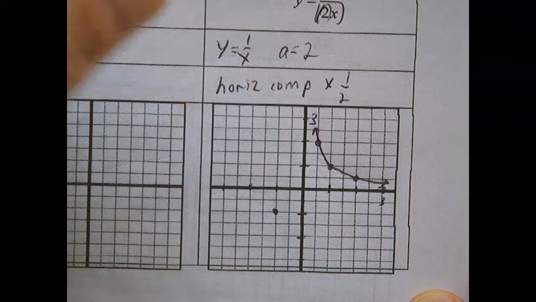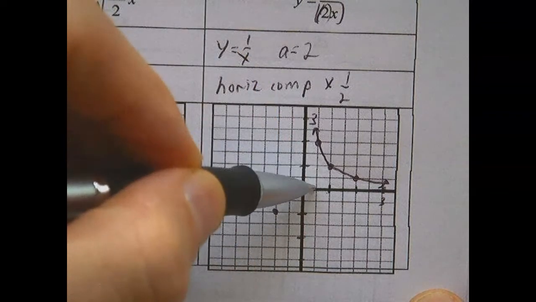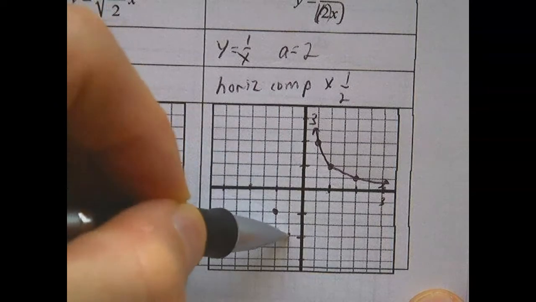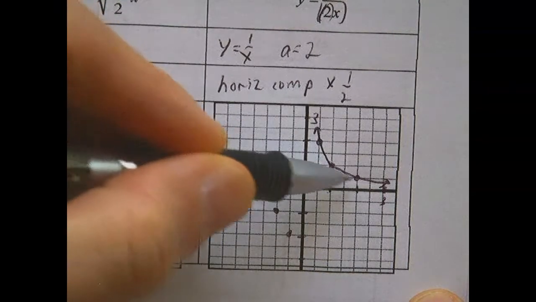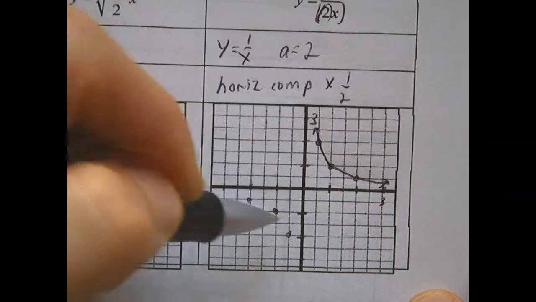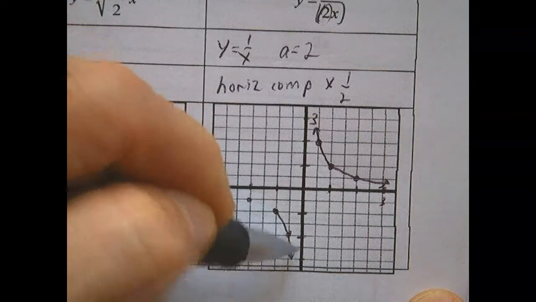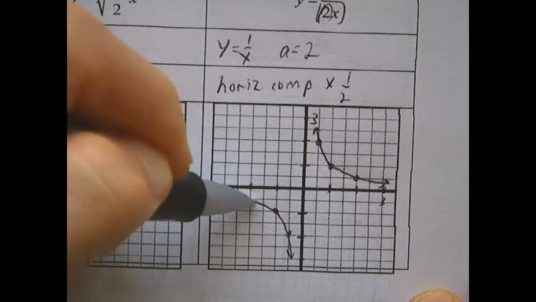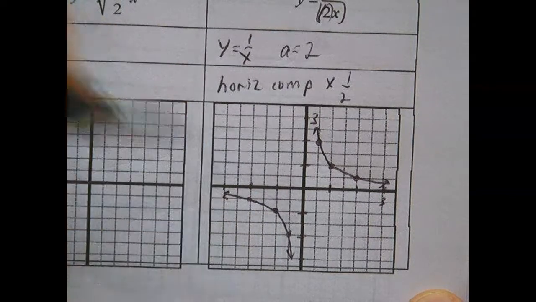So it's got the same idea here. Instead of going over positive 1/2, we go over -1/2 and down 2. Instead of going over positive 2, we go over -2 and down 1/2. So this would be the full graph of the parent reciprocal function.